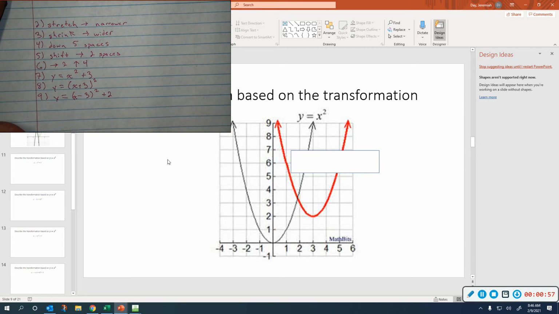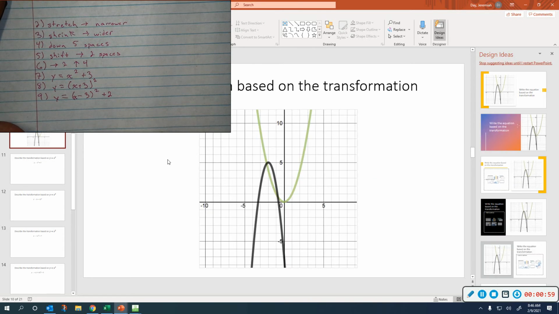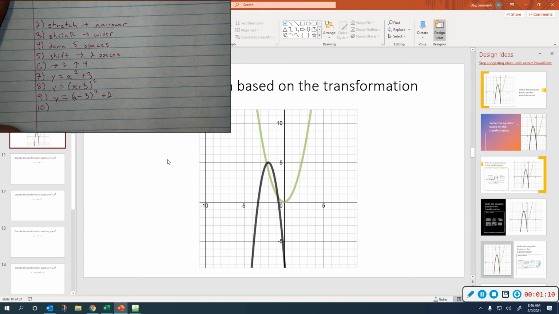Let's try number 10. So, number 10, write the equation based on the transformation. It goes from the green one to the black one. If you need more time when I start going over the answer, just push pause.